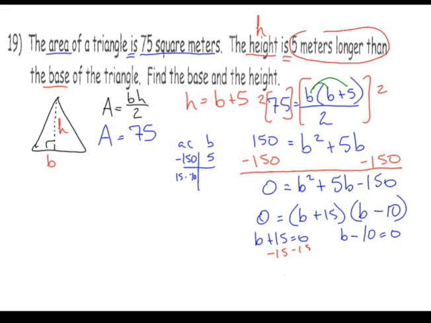I subtract 15 from both sides. So we find that B is equal to negative 15. Here, we add 10 to both sides. We see that B is equal to 10. This answer is not a valid answer since it is rooted in the real world and our base cannot be a negative number. So the base is 10 meters.